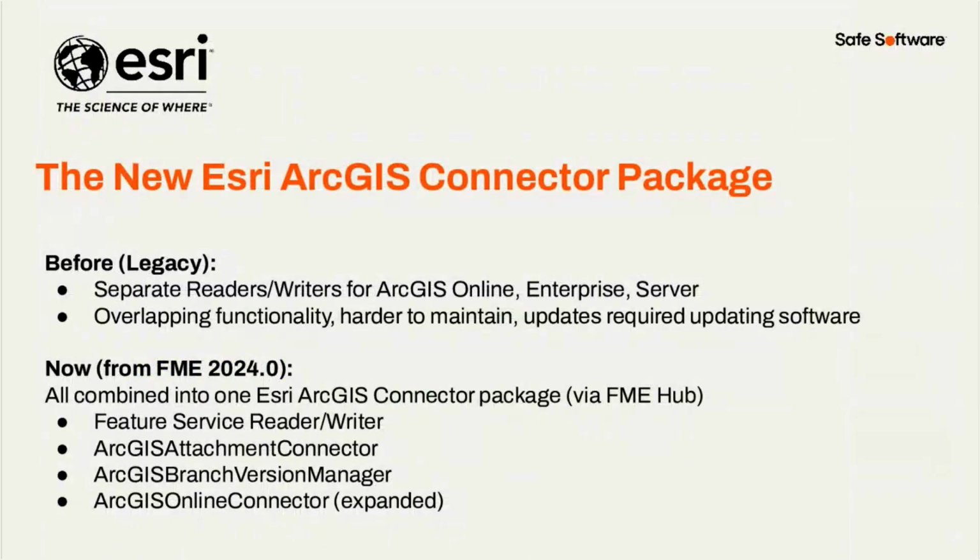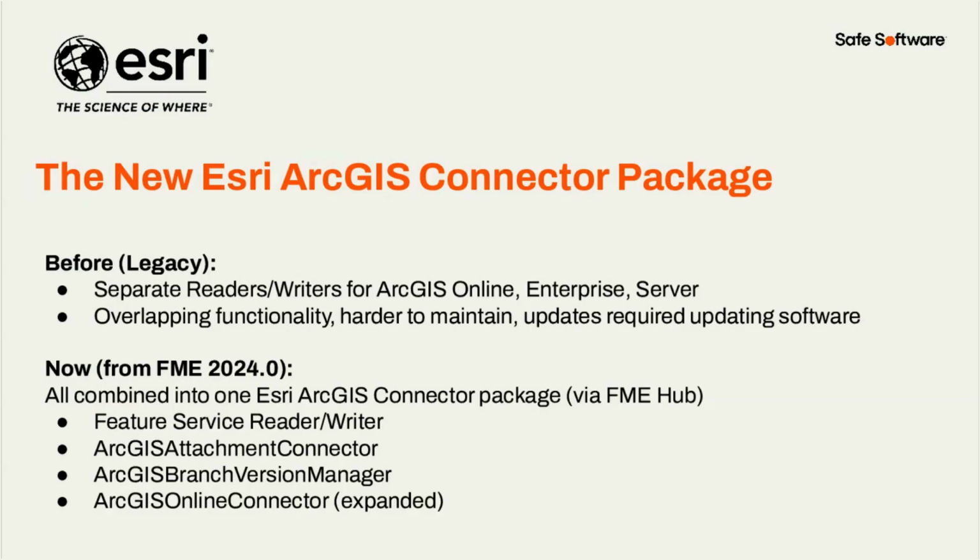So let's talk about the changes we've made. You might have noticed them already because we pushed these changes out all the way back to 2024.0, which I believe is the same version as ArcGIS Pro 3.3 if you're using data interop. Previously, we had built-in readers and writers for ArcGIS Online, Enterprise, and Server. These had overlapping functionality, which was harder for us to maintain and meant that you had to update your software if you wanted to get access to the new versions.